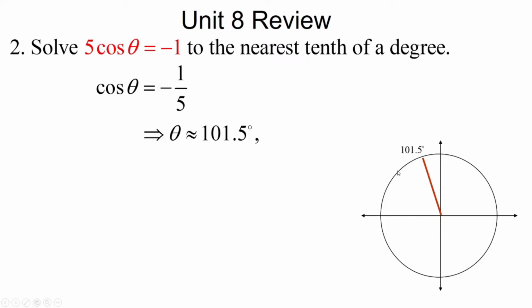101.5 right there. And then you think to yourself, in what other quadrant is cosine negative? Since cosine measures horizontally, that would be quadrant 3. So let's take this terminal ray and reflect it in the x-axis to get that terminal ray right there. Now, what would be the easiest way to find that positive angle right there? How about we go, we're in degrees, so picture 360 minus 101.5.